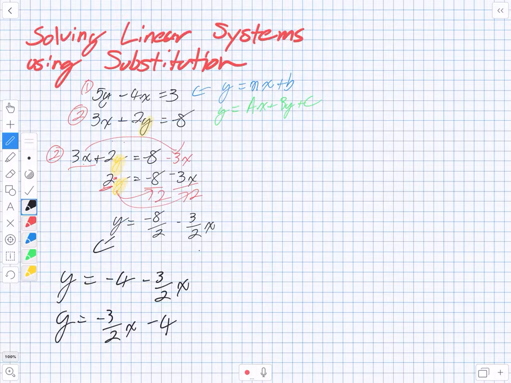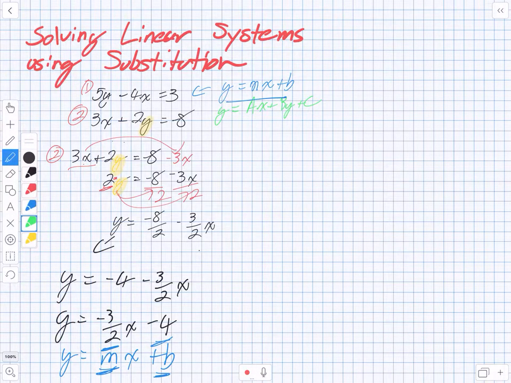The reason I did this is to relate it back to our y equals mx plus b. It's very similar, used to, I guess. So we can easily find the slope. We know the slope is negative 3 over 2, and we can find the y-intercept. It's negative 4. Wonderful.